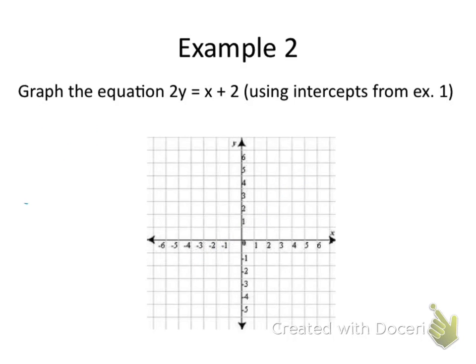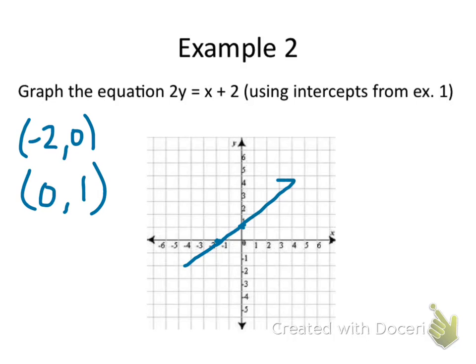Okay, when you want to graph the equation using the intercepts from example 1, first remember what they are, or if I give you an equation, find them. So we know that the x-intercept is negative 2, 0, and the y-intercept is 0, comma 1. So we will graph these 2 points. So at negative 2, 0 would be here, and at 0, comma 1 would be here. And all you need to graph a line is at least 2 points, and then use a straight edge to draw the line through those 2 points.